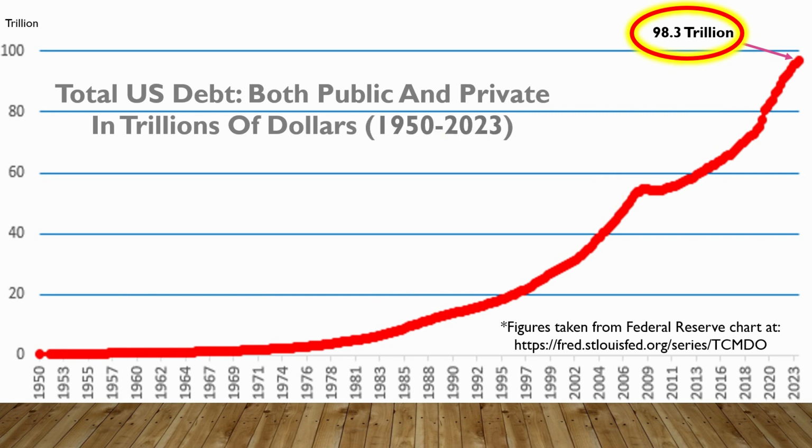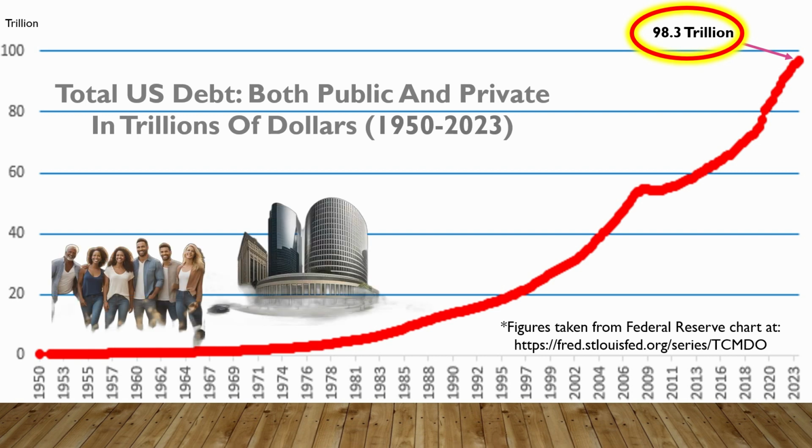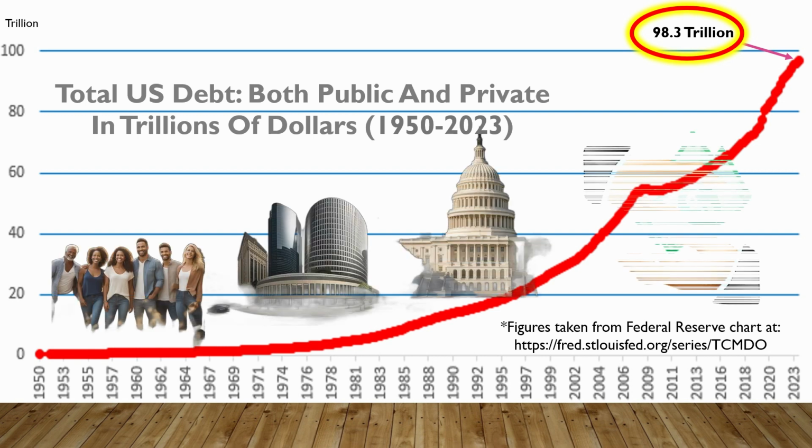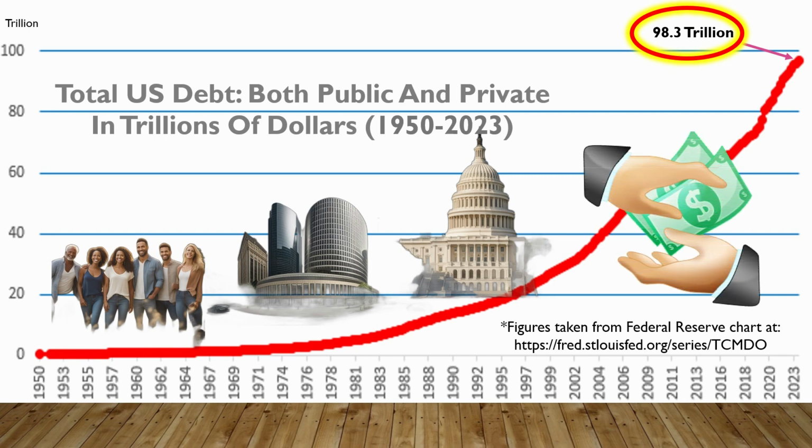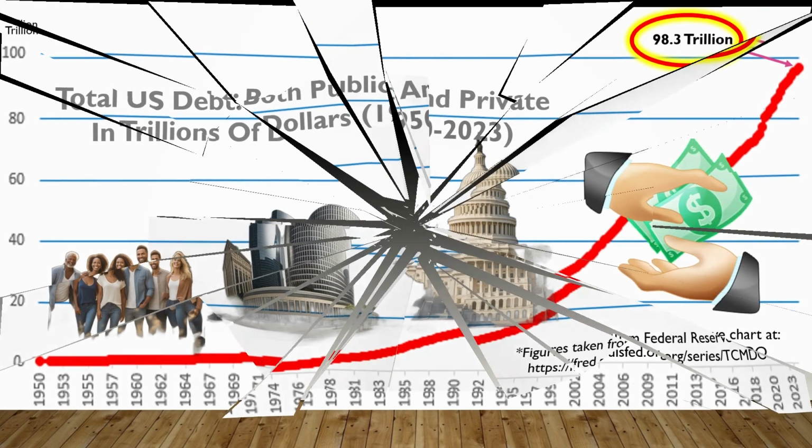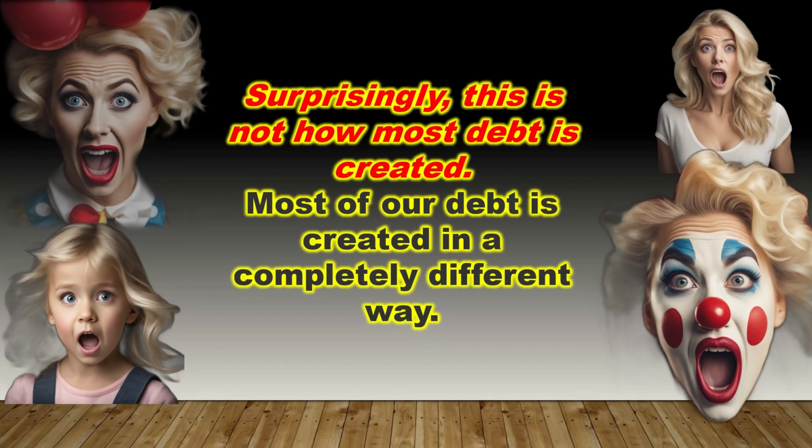When we look at this chart, most of us assume this $98 trillion in debt came from billions of different transactions between people, business, and governments, where one party who has money then lends that money to another party that needs money. Surprisingly, this is not how most debt is created.